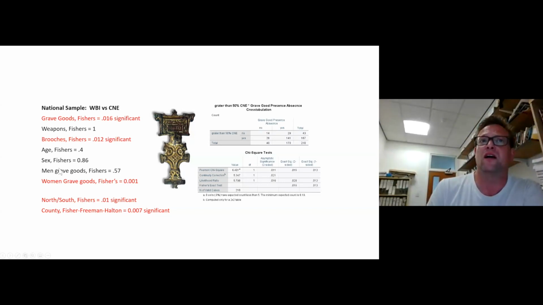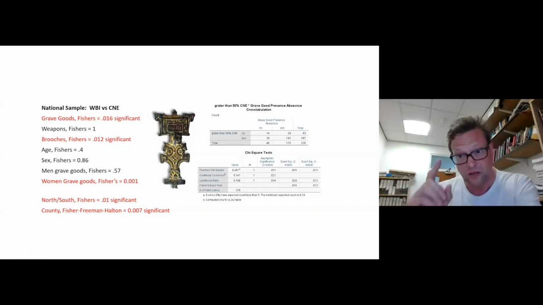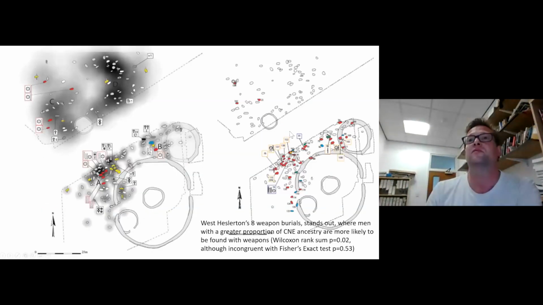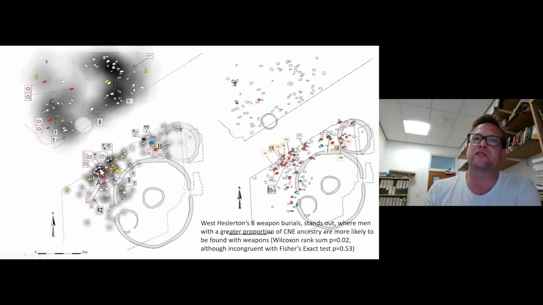Brooches is where that comes up. So women are treated very differently according to ancestry, slightly. Here are some examples from West Heslerton where we can explore patterns. At West Heslerton, we have a series of weapon burials. You can see them in red here in a T shape. These individuals are men, all buried with weapons.